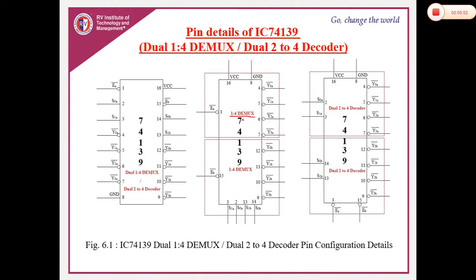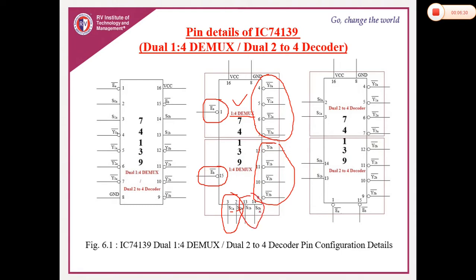Now, once knowing this 16 pin IC, we will tell you how this can be used as a 1:4 demultiplexer. You can see here, one input should be there, and there should be two select inputs. This second pin and the third pin, S0A and S1A, are acting as select inputs, and we have four active low outputs. So this is the first 1:4 demultiplexer. Similarly, we have a second 1:4 demultiplexer where one active low input and four active low outputs are there, and we have two select inputs, that is S0B and S1B. So this is the second 1:4 demultiplexer.